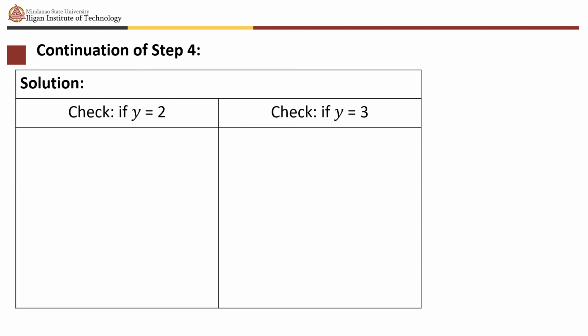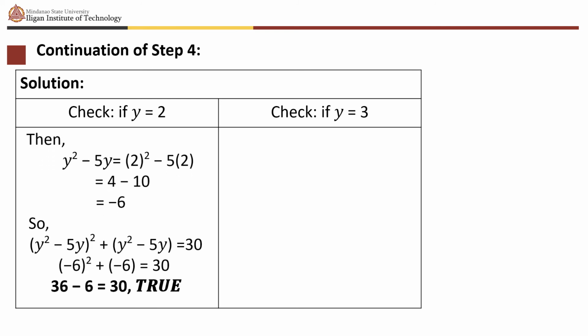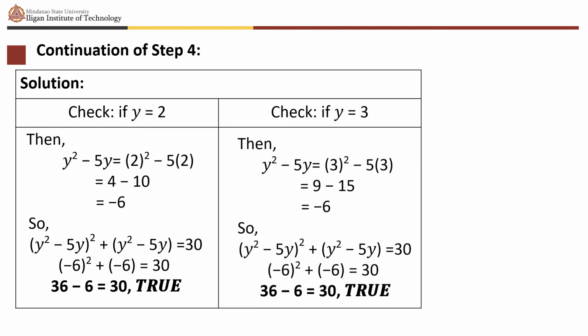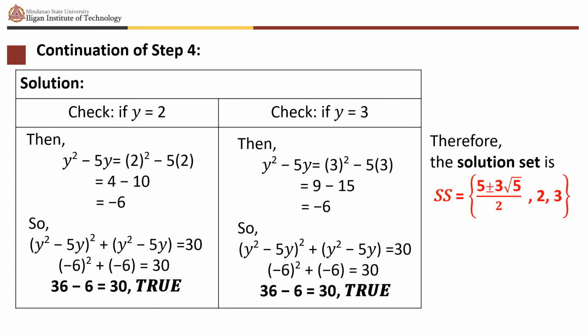And you can also check for the value y equal to 2, and check also for the value y equal to 3. Again, let us see. It's true. Similarly, for y equal to 3, it is true. So the solution set now would be 5 plus or minus square root of 3 over 2, and you also have 2 and the value 3.